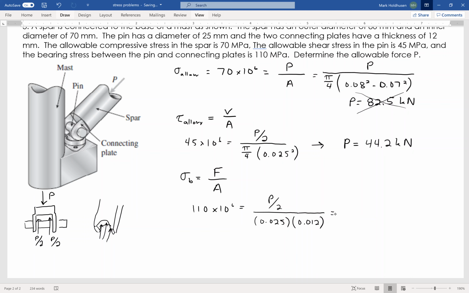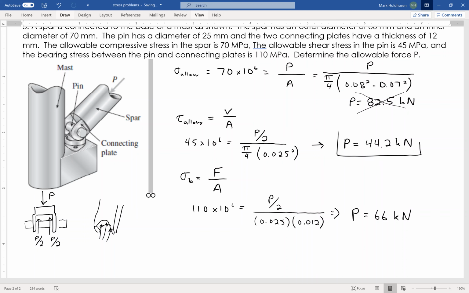Okay, so from that, I can find the P required to cause the bearing stress to become allowable is 66 kilonewtons. Again, that means that the shear is what happens, right? It won't fail in bearing, it'll fail in the shear first, because once I hit that 44.2, the pin reaches its limit, right? I never reach those other ones. Okay, so when dealing with this allowable stress, you kind of figure out every which way that it can happen and then pick the worst case scenario with it. And generally, all of these stresses are just force divided by some specific area.